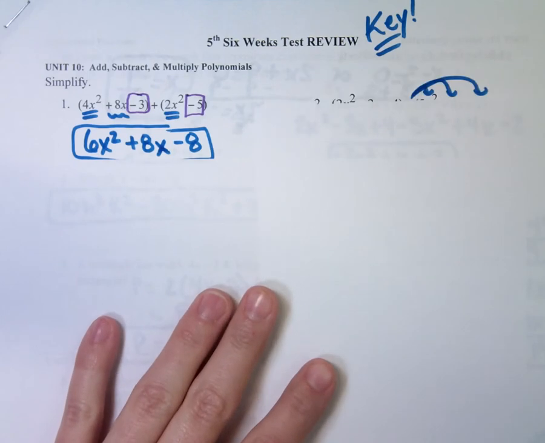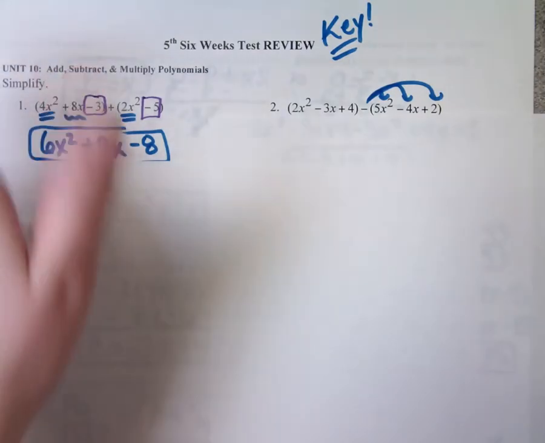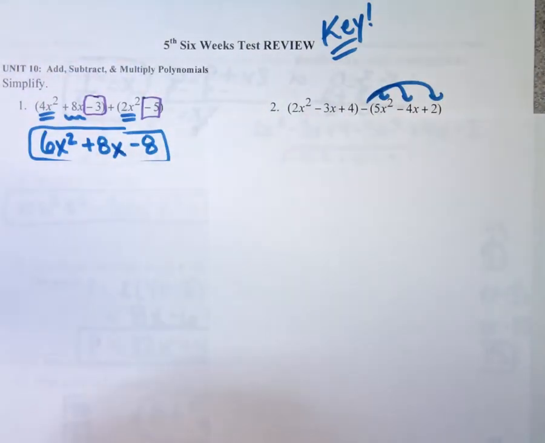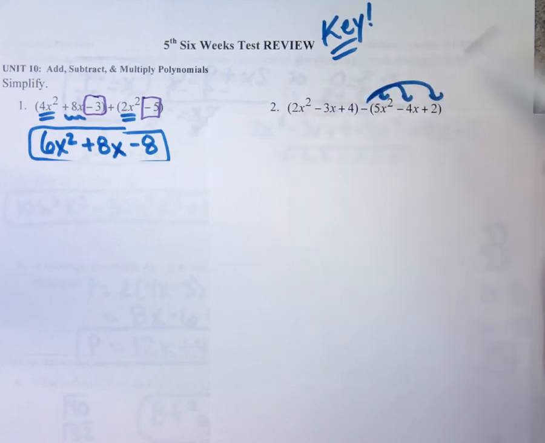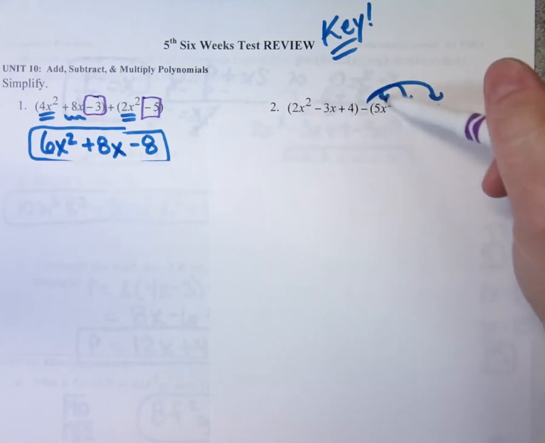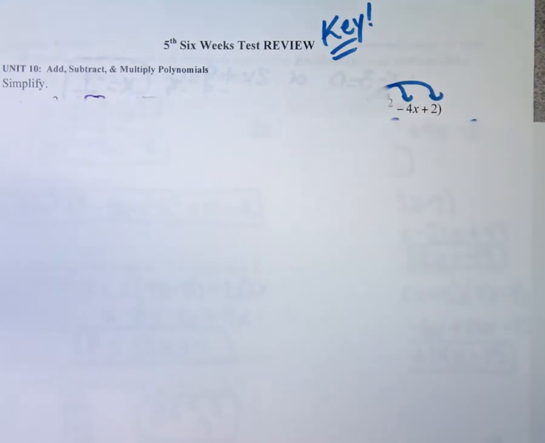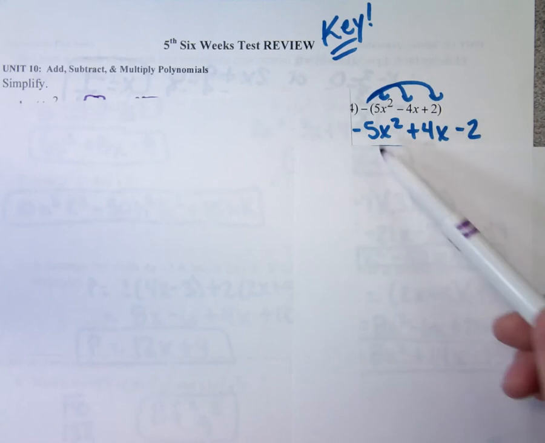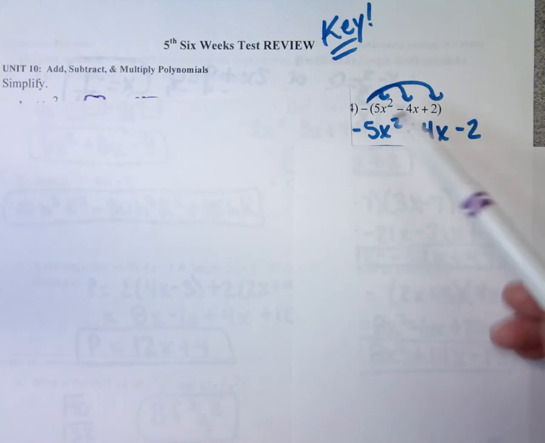Okay, number 2. First I look to see if my parentheses are smushed or not. And they're not smushed together. So I'm not distributing the 2x squared with all of these and the negative 3x with all of these. I'm just going to see if there's anything in front of the parentheses to distribute. And right here, I have to distribute this negative, or I can think of it as a negative 1. If I do that, that would give me a negative 5x squared, a positive 4x, and a negative 2. Distributing a negative or a negative 1 just changes all the signs of everything in the parentheses.